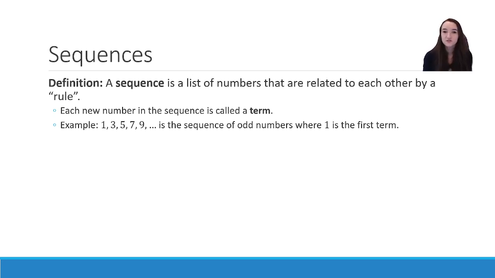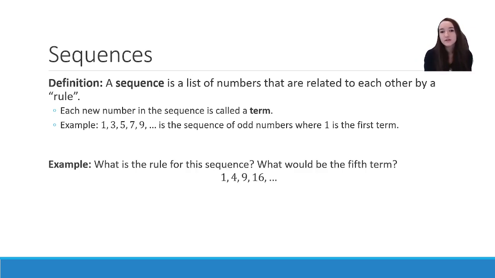A sequence is a list of numbers that are related to each other by some rule, some pattern, right? Each new number in the sequence is called a term. So for example, 1, 3, 5, 7, 9 is the sequence of odd numbers where 1 is the first term. So what is the rule for this sequence? What would be the fifth term?